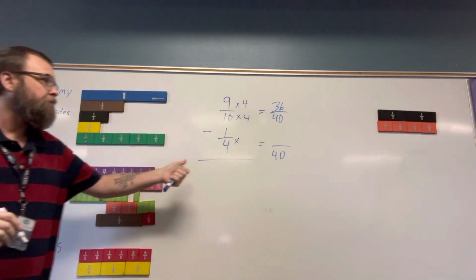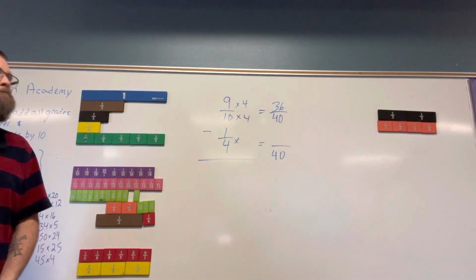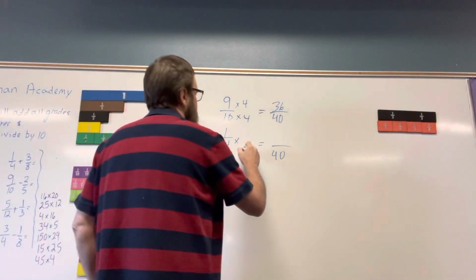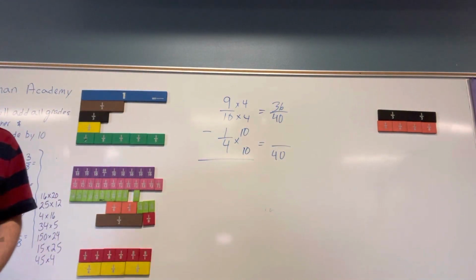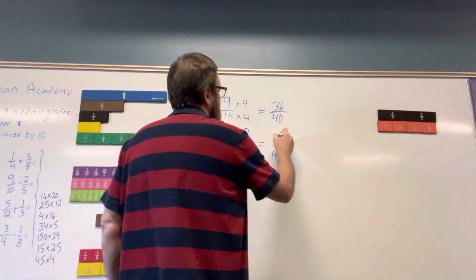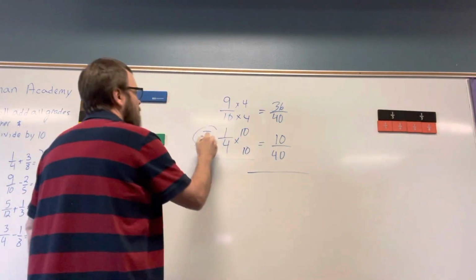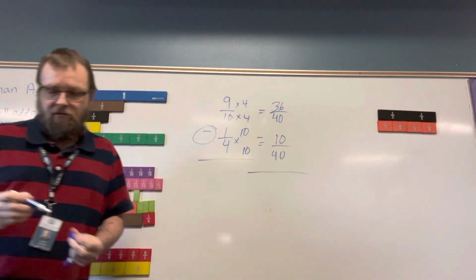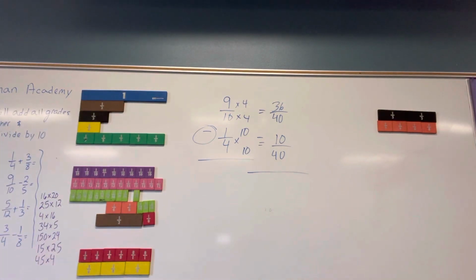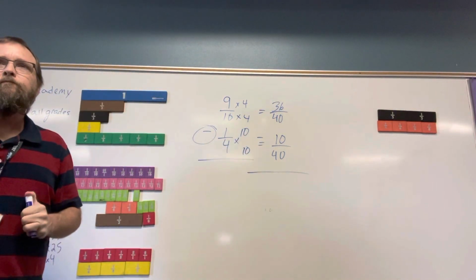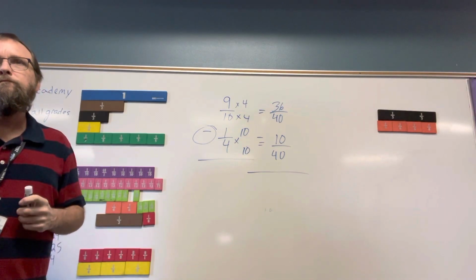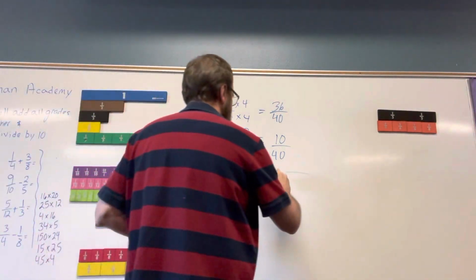Rosita, what do I multiply by 4 to get 40? 10. And Rosita, what's my numerator here? 10. Good. 1 times 10 is 10. I'm going to go all the way back. I'm going to make sure I use the right sign. Not using the right sign is going to catch you a lot of times. So Rosita, what is 36 40ths subtract 10 40ths? 26. Good, 26 40ths.